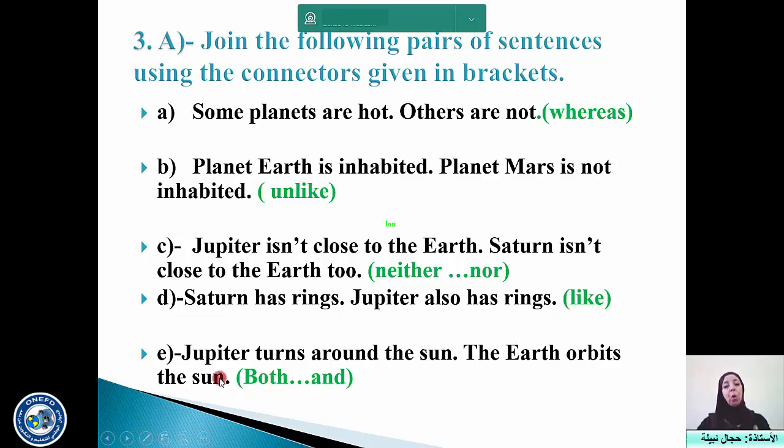Of course, you should know the meaning of all these connectors before you join your sentences. Okay. If you know the meaning of the words, you can guess immediately if the function that is expressed is similarity or if it is difference. Okay, so let's start the correction.